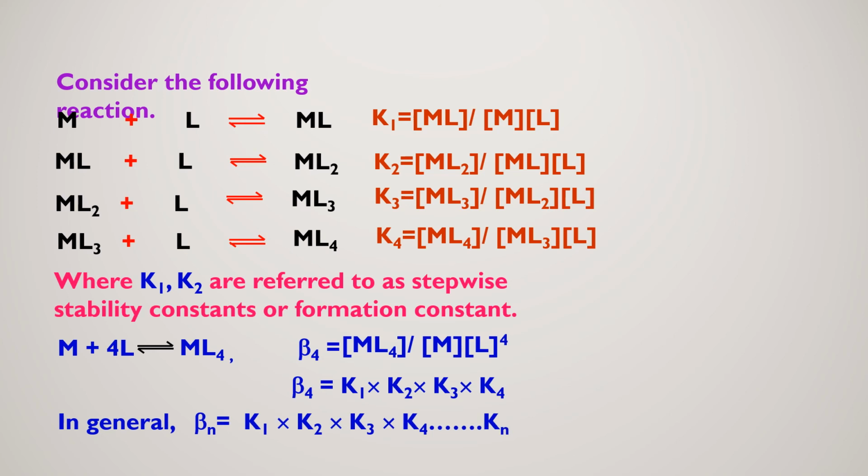In general, if you take n steps, then it is K1 into K2 into K3 into K4 for 4 steps. If it is 5 steps, K5 also comes, for 6 steps, K6, up to Kn.